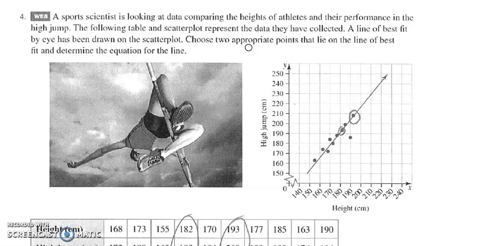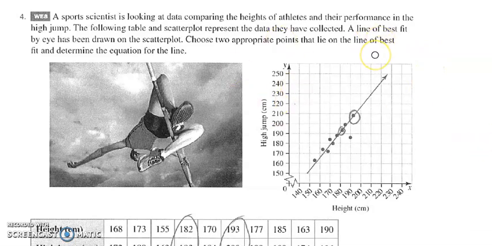So I've got one more example I'm going to go through with you today, and this is all to do with creating an equation of a line, but it's in a wordier question, a little more practical context. So what's the question? Well, a sports scientist is looking at data comparing the heights of athletes and their performance in the high jump. The following table and scatterplot represent the data they have collected. A line of best fit by eye has been drawn on the scatterplot. Choose two appropriate points that lie on the line of best fit and determine the equation for the line.